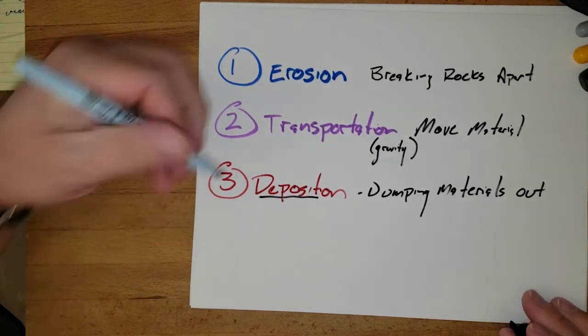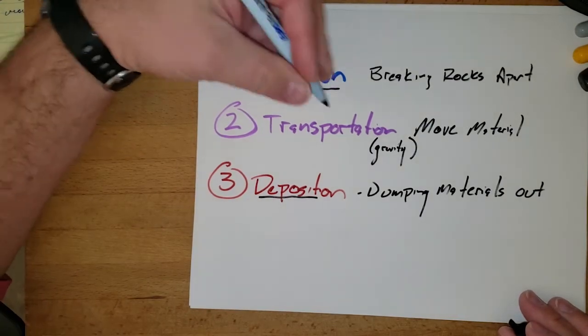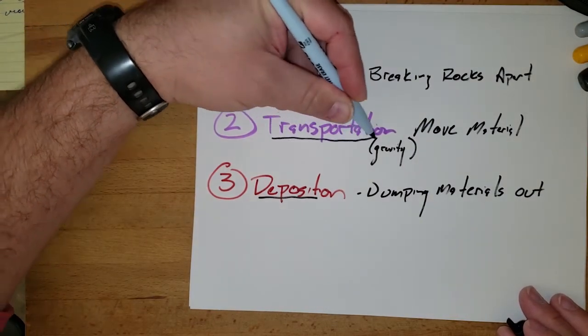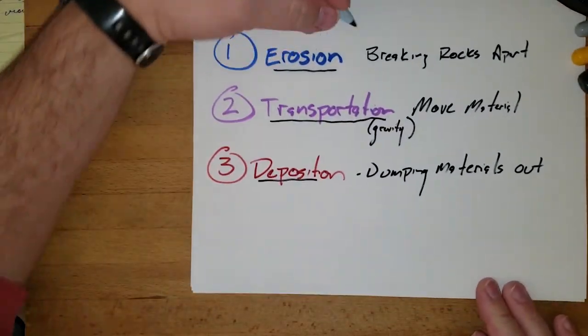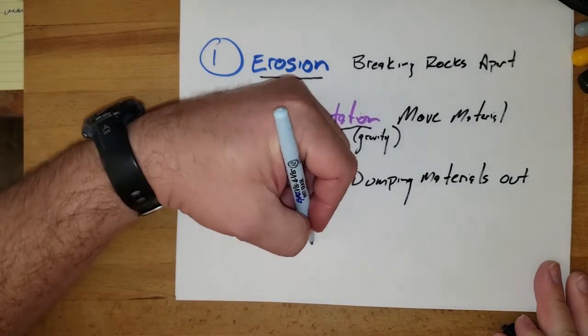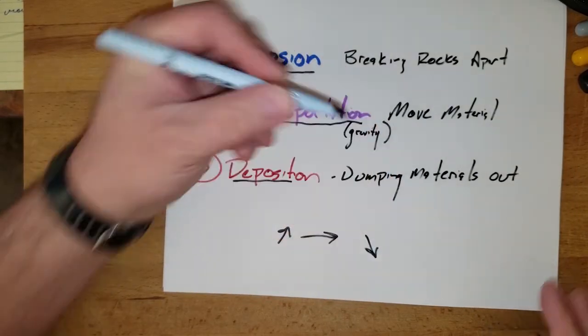All right, so as we go through, we're going to see the erosion processes, the transportation of those, and then the depositing of the material. It's going to be picking it up, it's going to be moving it somewhere else, and it's going to be dumping it back down.